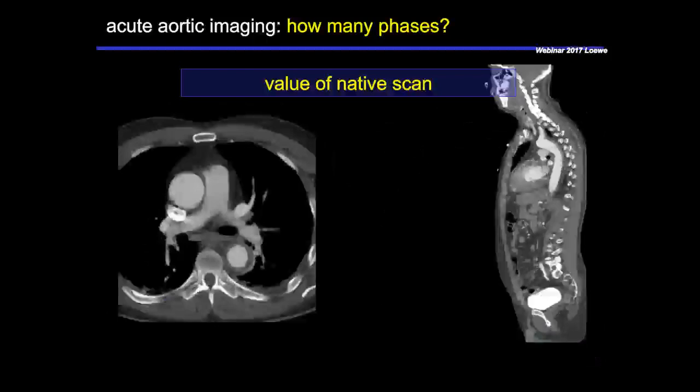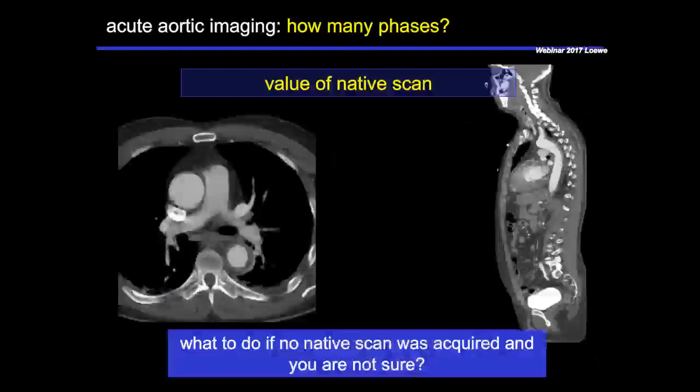Of course, not always the patient comes in with the clear suspicion of an acute aortic syndrome, so sometimes it's unknown what the reason for the chest pain or the critical situation for the patient might be, and sometimes maybe you don't have this native scan because you're initially looking for something else. So what you can do if you don't have a native scan and you are not sure if this is really an intramural hematoma or if this may be just a plaque or a mural thrombus, you can try to go one step back to look at the monitoring scan, which is an unenhanced scan.